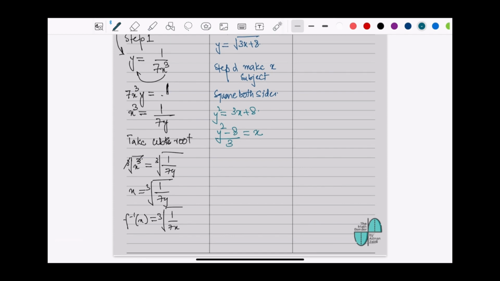Now step 3 is to convert into f of x. That's all. So you will write this as f inverse of x is equal to, and replace every other variable with x, x squared minus 8 over 3. That's the f inverse of x.